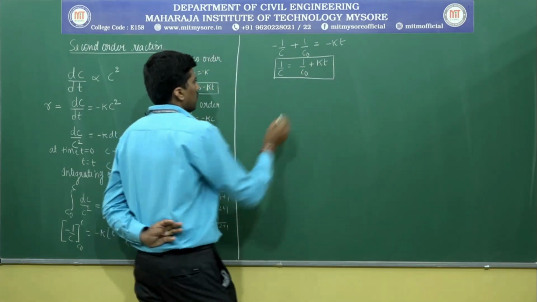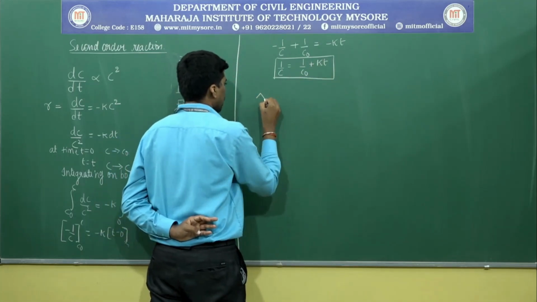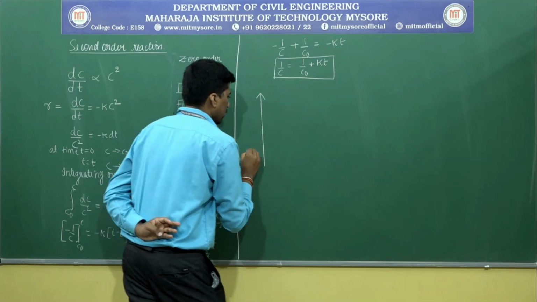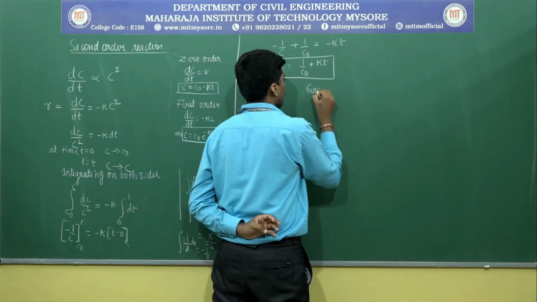Normally, we use this equation, and when the graph is plotted, what is the representation? Let us get to know the graphical representation of the second order reaction.